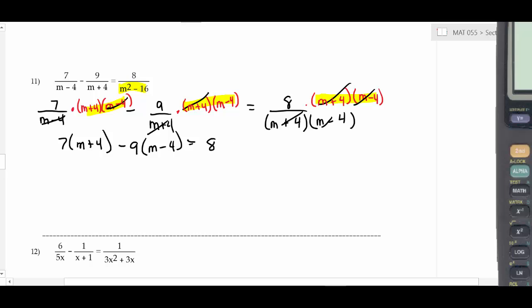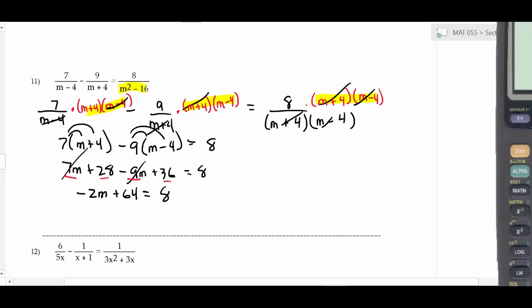That's a pretty standard equation that we've done before. So you do the distributive property. You'll have 7m plus 28 there, minus 9m plus 36 is equal to 8. Collect like terms. So 7 minus 9 is negative 2m. Then you have 28 and 36, which is 64. So that's plus 64 equals 8.